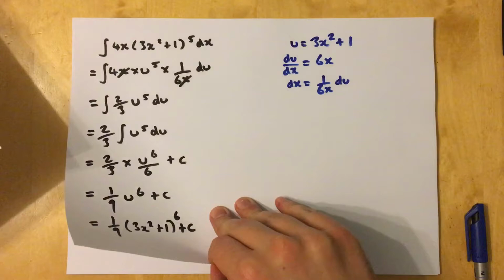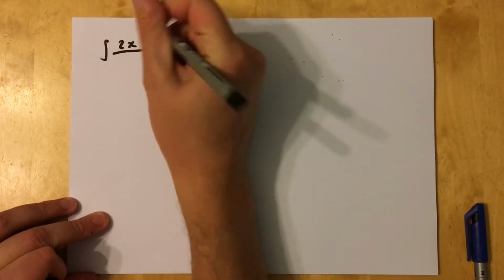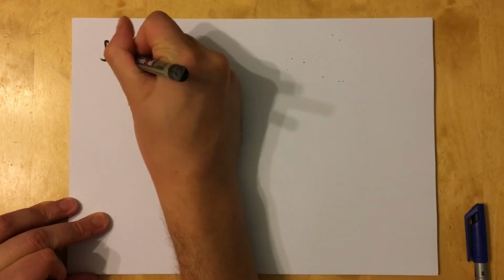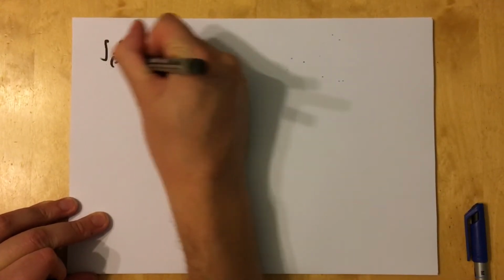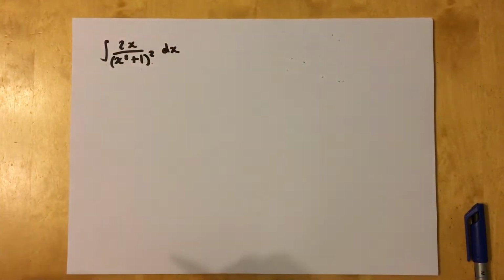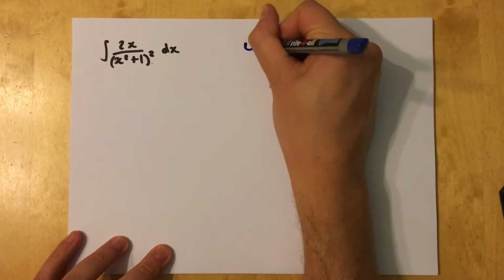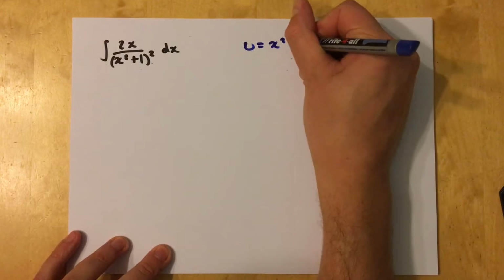Okay, so let's have another look at one of the ones that we integrated in the last video. The next one we'll have a go at is integrating 2x over x squared plus 1 all squared with respect to x. So same as last time, what we do is we call our inner function u. So u equals x squared plus 1.